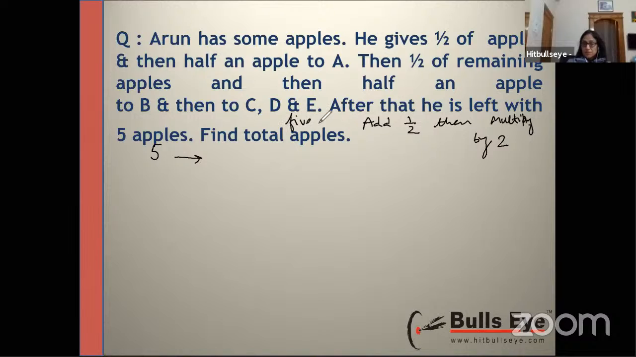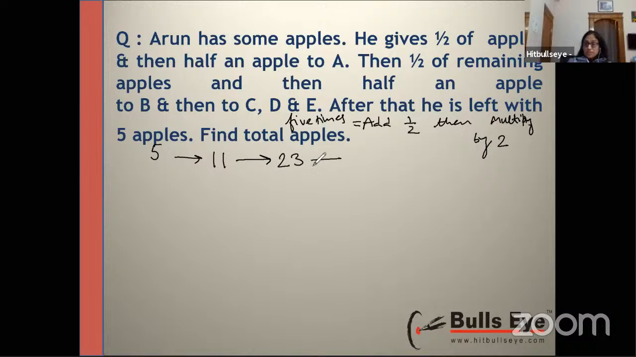5 times. Okay, let me help you with the calculation. Let's come one step back. Add half to it. So 5.5. What is double of 5.5? It's going to be 11. Now let's go one more step back. Add half to it. So what is it? 11 and a half. What is double of 11 and a half? It's going to be 23.